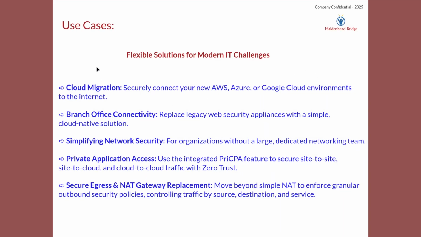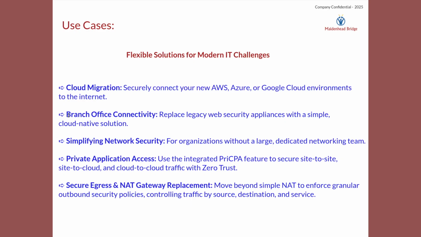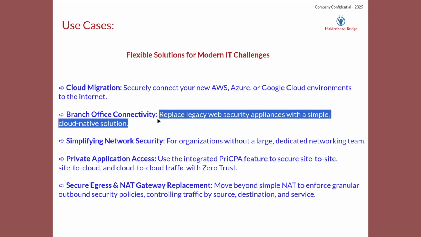Well, the first use case of the connector is cloud migration, which is when you want to connect your cloud securely to the internet via Zscaler. Also, the connector offers branch office connectivity. If you want to connect your branch or your data center, or you have a web security appliance and you want to remove it, the connector is a drop-in solution that will help you replace whatever you have in your local branch and connect to Zscaler securely.